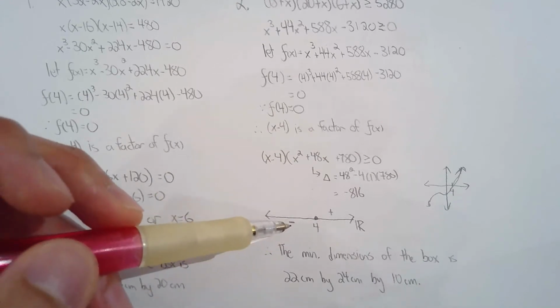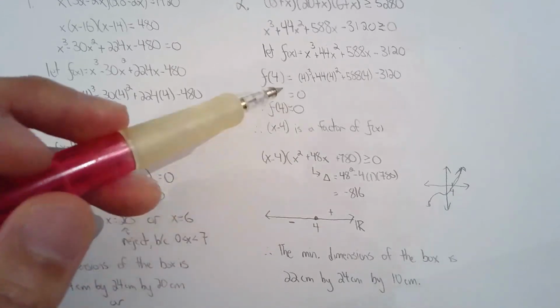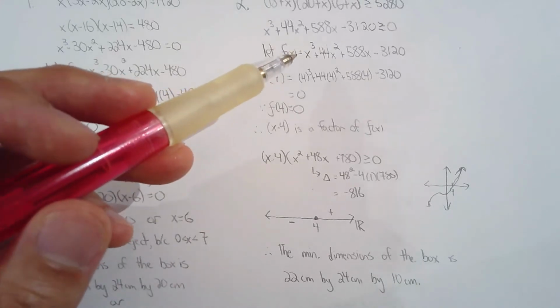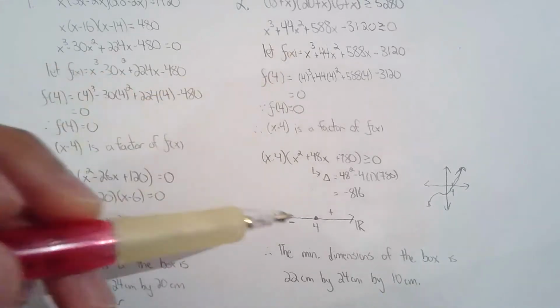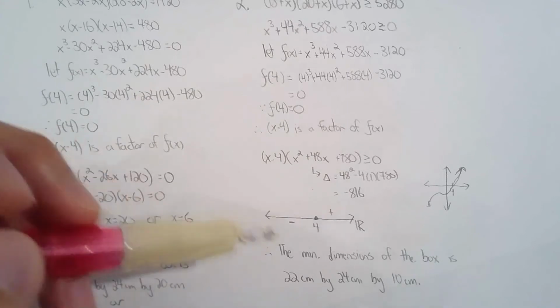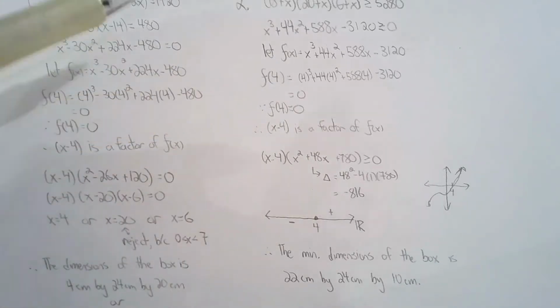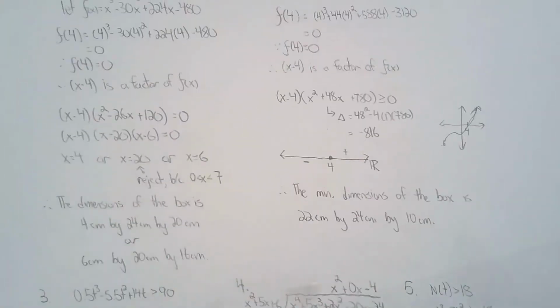And it makes sense to be negative and then positive based on the end behavior. It's an odd degree with a positive leading coefficient, so it has to be negative when it's less than 4 and positive when it's greater than 4. Anyways, with all that said, I am able to tell you what the minimum dimensions of the box are.